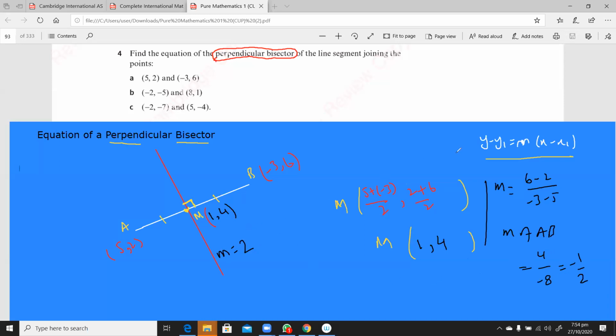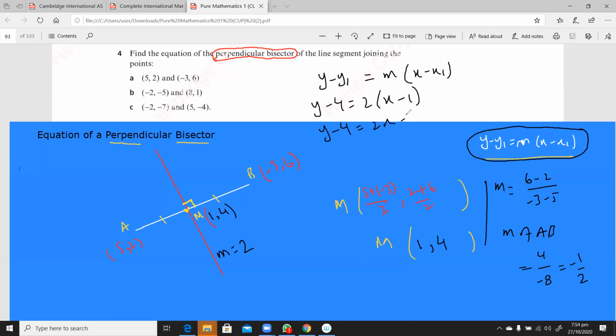Now this is a simple thing. We'll be using this formula here: y minus y1 is equal to m into x minus x1. This is y minus 4 equal to 2 into x minus 1. You can simplify it if you want. y minus 4 is equal to 2x minus 2. So y is equal to 2x plus 2. So that is the required equation, the equation of the perpendicular bisector of the points 5, 2 and minus 3, 6. You must be able to try and do these parts B and C.